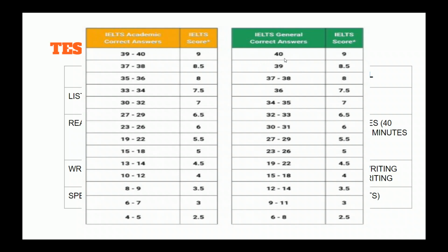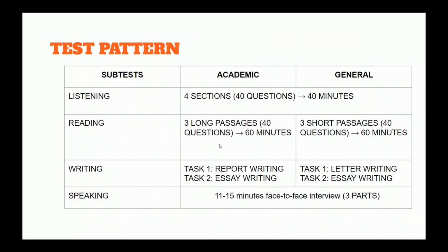But in the general training, one mistake at 39 raw score could mean an 8.5. Imagine. Again, this is just very reasonable because IELTS general training reading examination is way easier than the academic training. Okay, now let's move on to the writing.